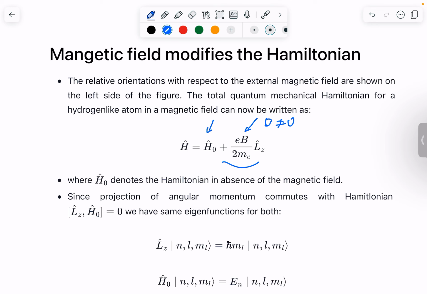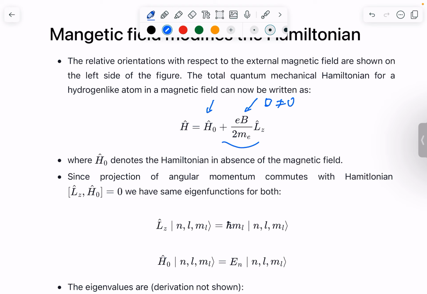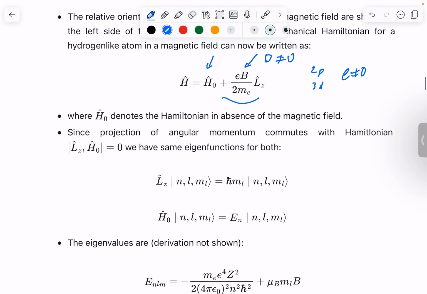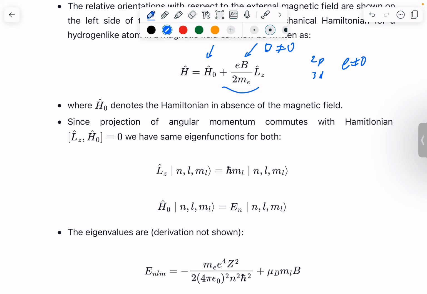And that's it. Basically, you have your hydrogen atom Hamiltonian plus the term that accounts for the interactions with the external magnetic field. And if you're in 2p or 3d orbitals, L is not equal to 0, so you definitely expect to get some effect. This begins to shed some light on why we call this quantum number ML the magnetic quantum number. You can see that it directly goes into the expression for interaction with the magnetic field. Now we can appreciate why it's called a magnetic quantum number, because it describes interaction with external magnetic fields.